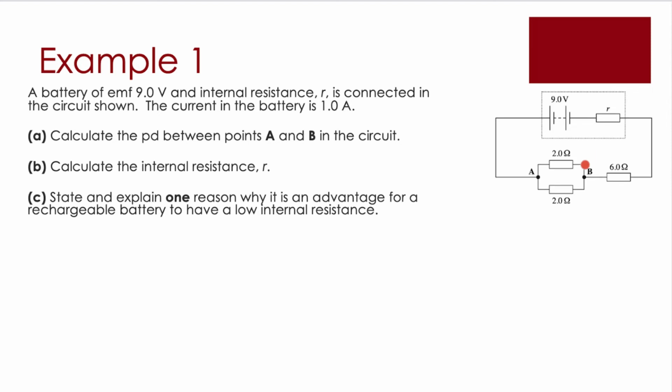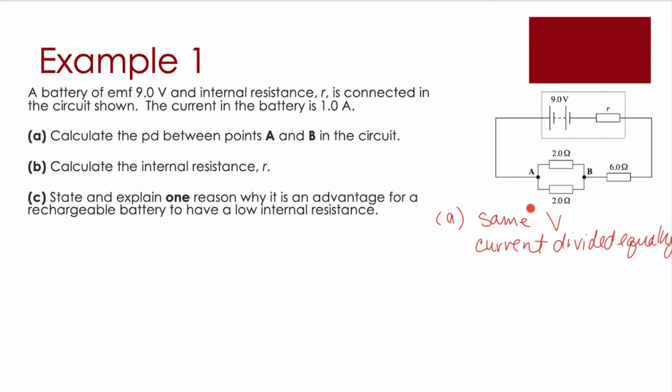Okay, so let's start by realizing that we've got a 2 ohm resistor and a 2 ohm resistor here, and they are in parallel. So that tells me 2 things. First of all, it's going to tell me that they're going to have the same potential difference. That's because the 2 things in parallel are going to have the same amount of potential difference. The other thing it tells me is that the current is going to be divided equally.